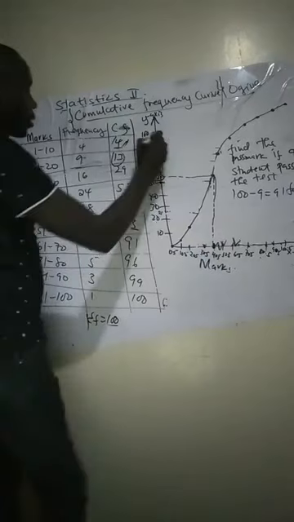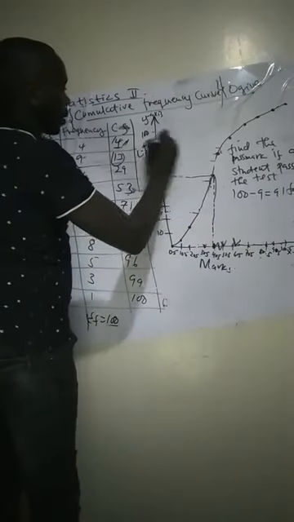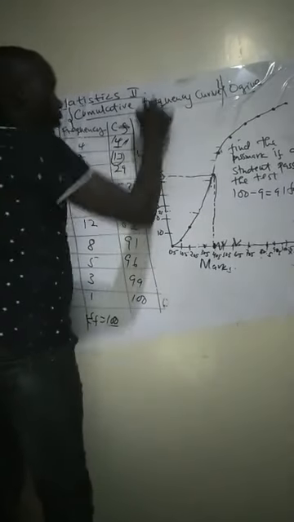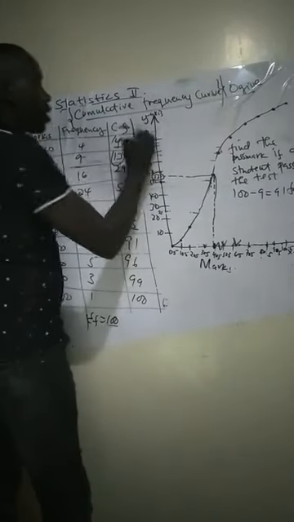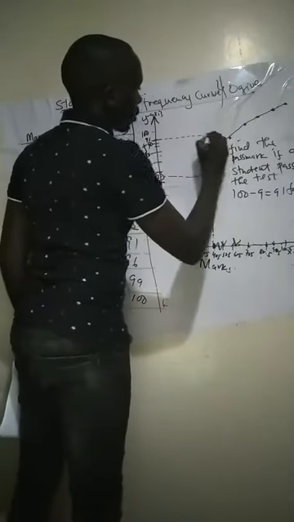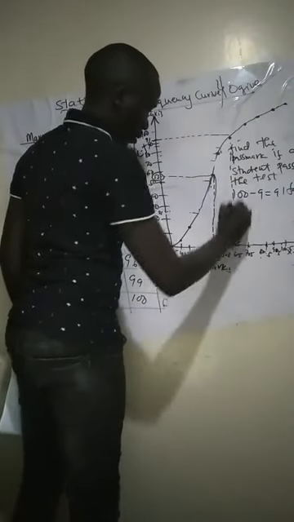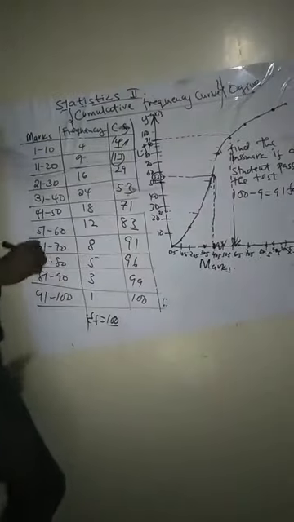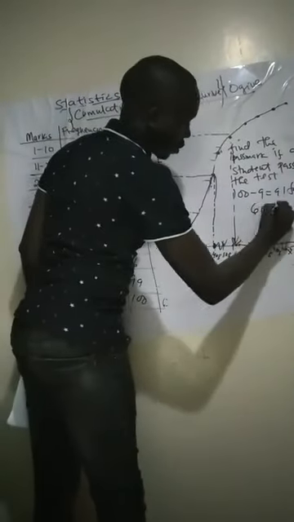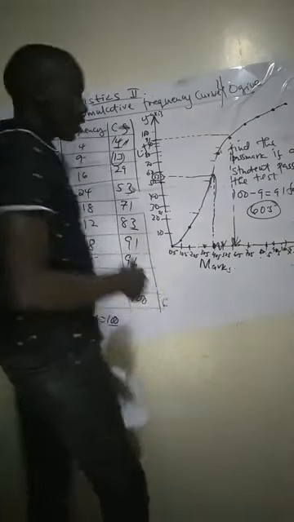From 0 to 91 fail. So 91 to 100 pass. So we use this to determine the pass mark. That is 60.5. So the pass mark is 60.5.